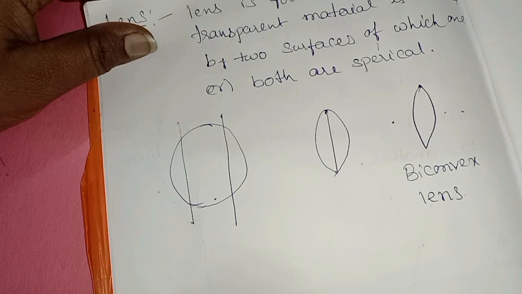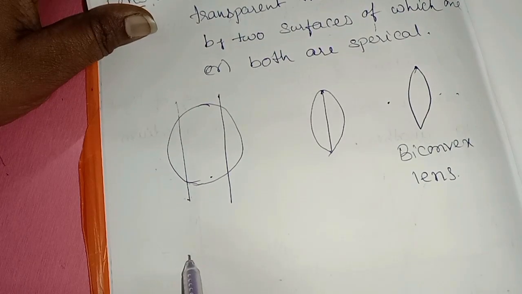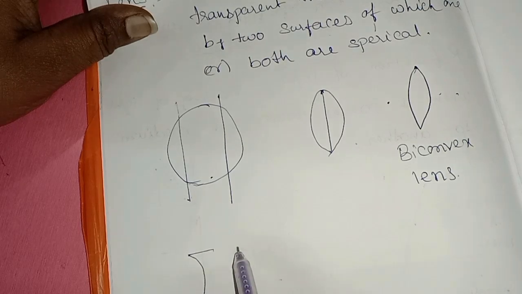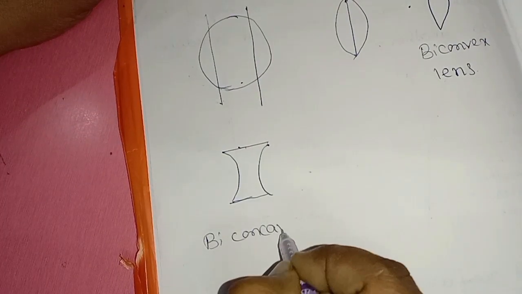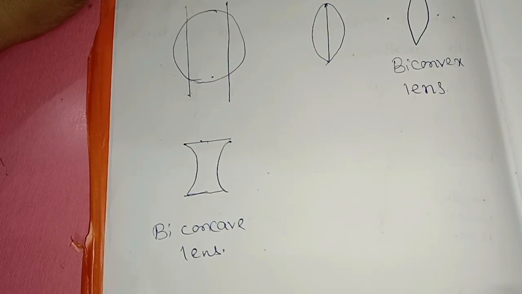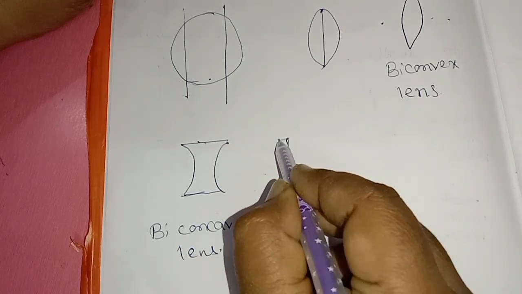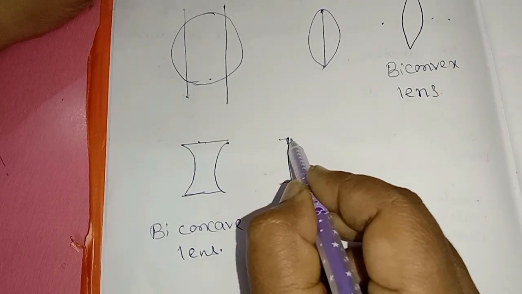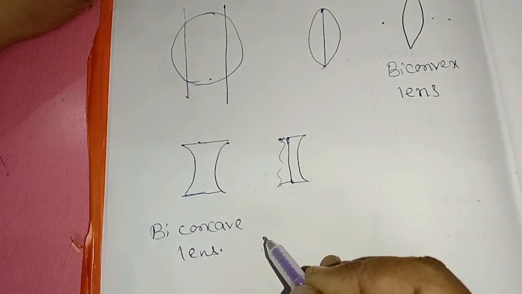Suppose you take a lens with both sides curved inward, that is called a biconcave lens. Biconvex lens, biconcave lens. Then if one side is plain and the other side is concave, like this, I'll take that one.